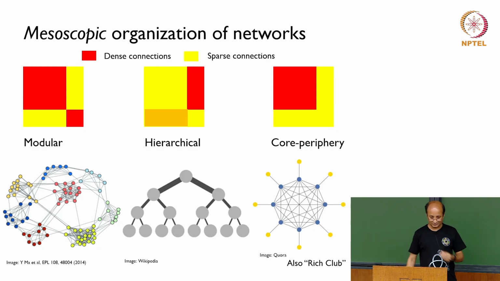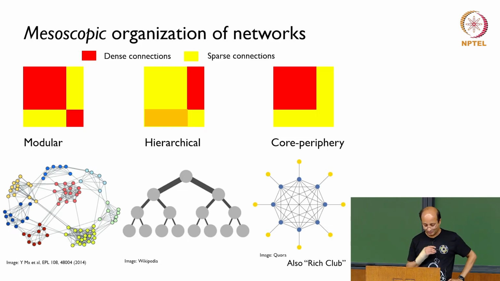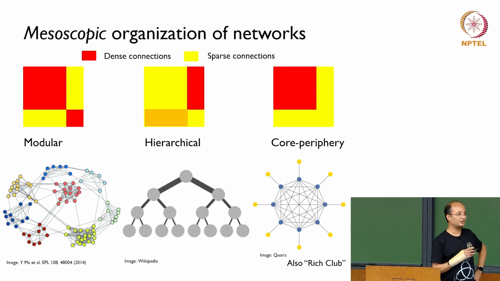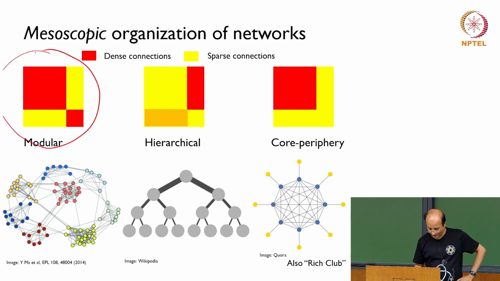All right, now to talk about the three basic types of mesoscopic organization in networks, let me demonstrate them schematically. I already told you about adjacency matrices. What I'm showing you here is a schematic adjacency matrix where red indicates very dense connection and yellow indicates very sparse connection. So how do you read this?